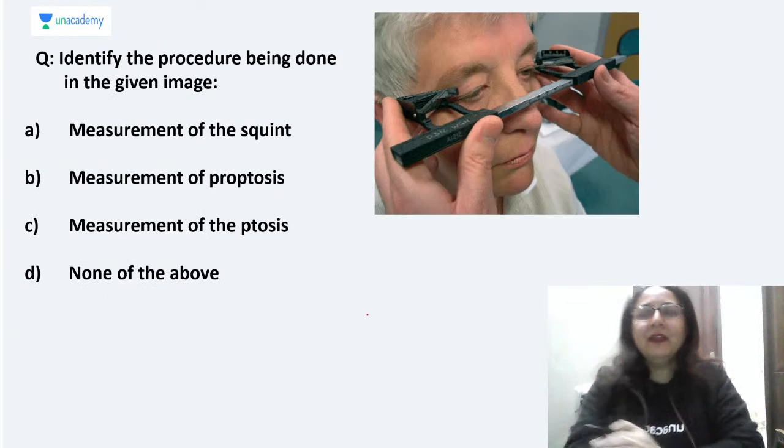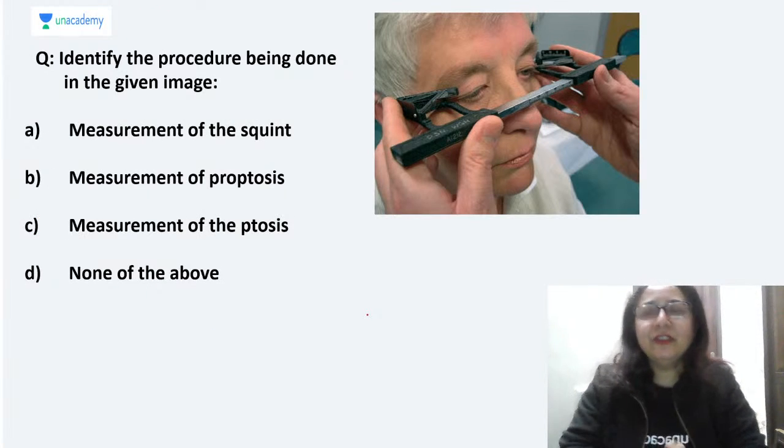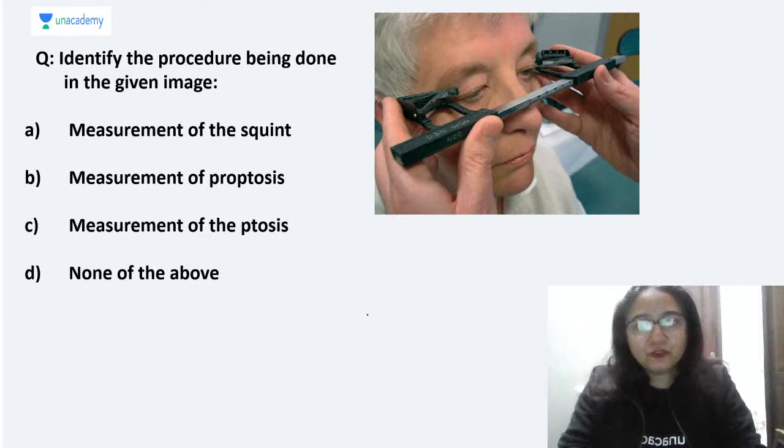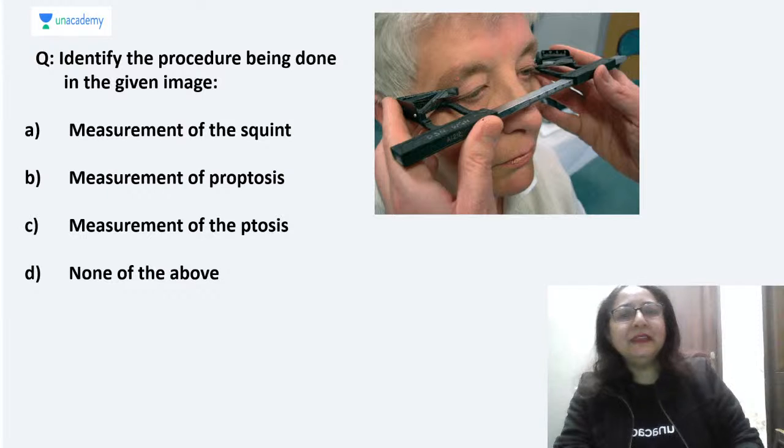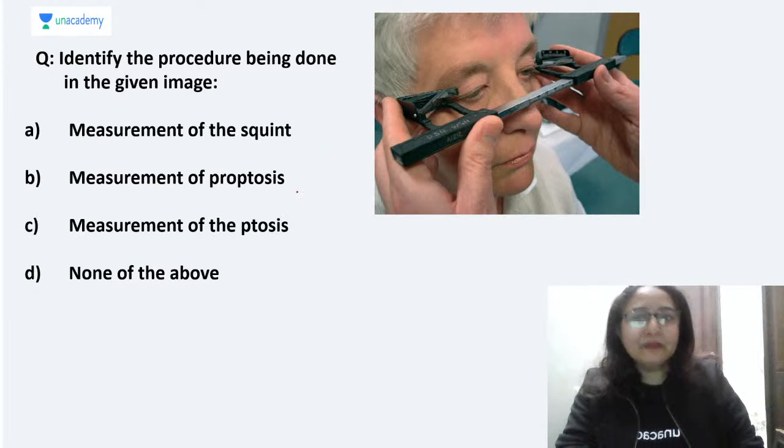Okay, right. So moving to the next question. Identify the procedure being done in the given image. You can see in this image an instrument is being used and a procedure is being done. So we have to identify which procedure is being done. Is it measurement of the squint? Is it measurement of the proptosis? Is it measurement of the ptosis, or none of the above?